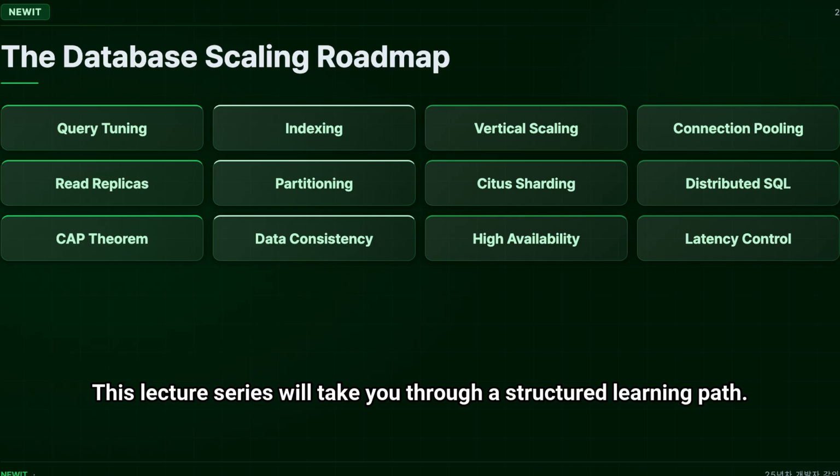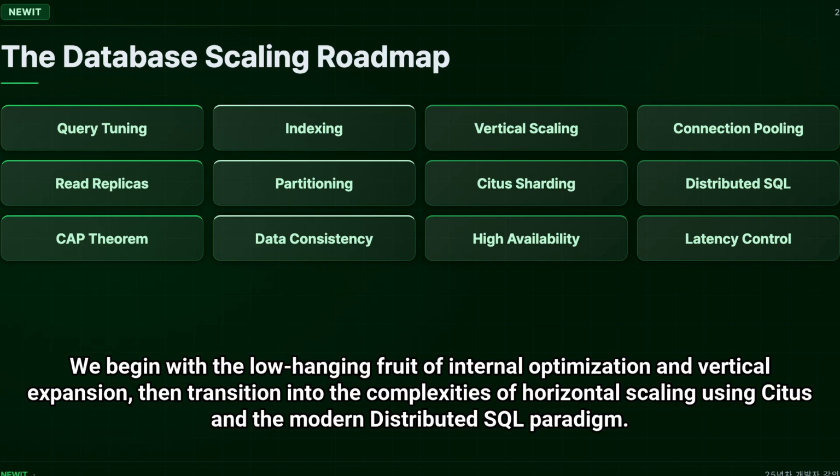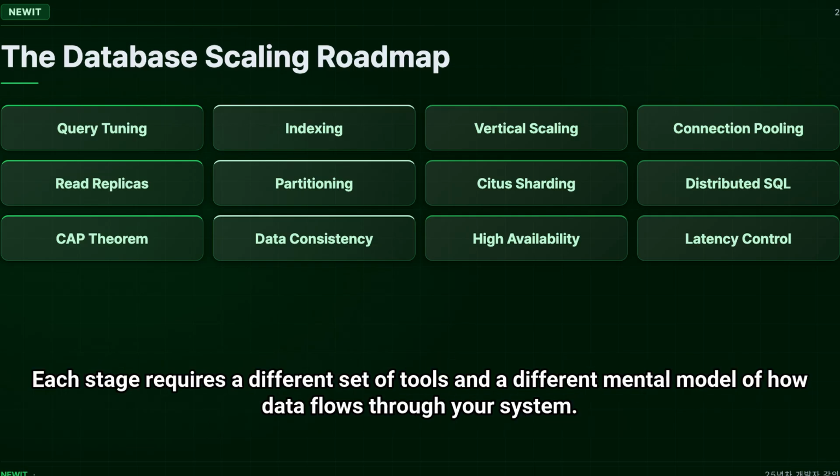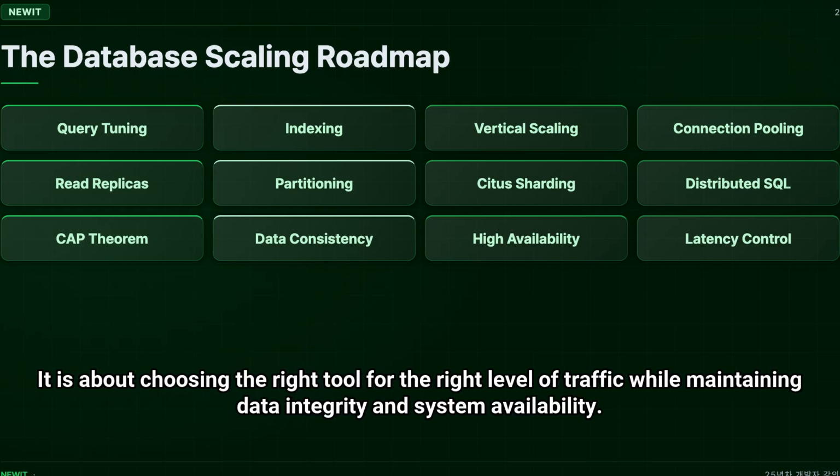This lecture series will take you through a structured learning path. We begin with the low-hanging fruit of internal optimization and vertical expansion, then transition into the complexities of horizontal scaling using Citus and the modern distributed SQL paradigm. Each stage requires a different set of tools and a different mental model of how data flows through your system. It is about choosing the right tool for the right level of traffic while maintaining data integrity and system availability.